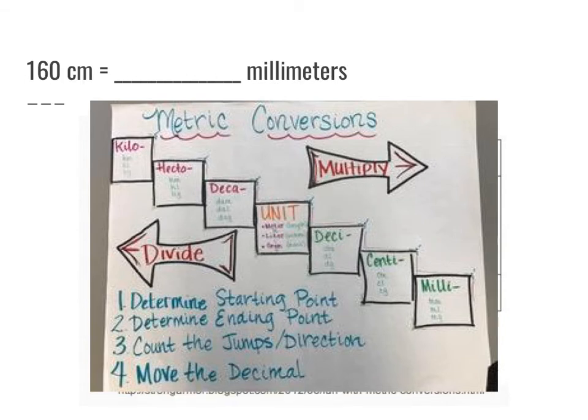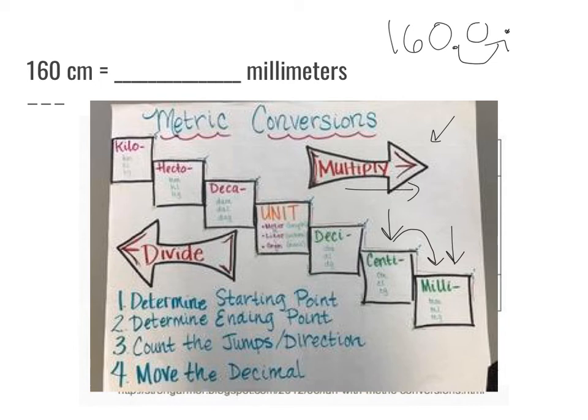This one says 160 centimeters to millimeters. So since my starting point is centi and my ending point is milli, I am going to jump only 1 time, and I went in the direction of multiply, so I'll write 160 here. I'll include the decimal at the end, and my 1 jump in the direction of multiply, which is to the right, tells me to move my decimal 1 place to the right, and since I jumped past nothing once, I will put only 1 zero. 160 centimeters is equal to 1,600 millimeters.